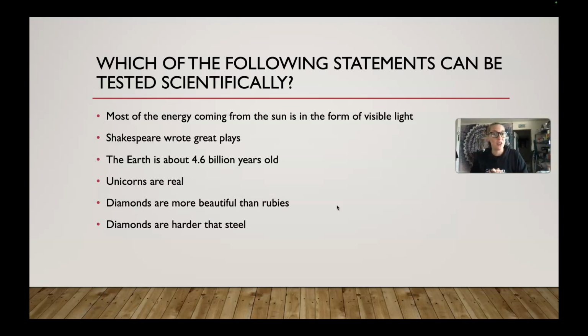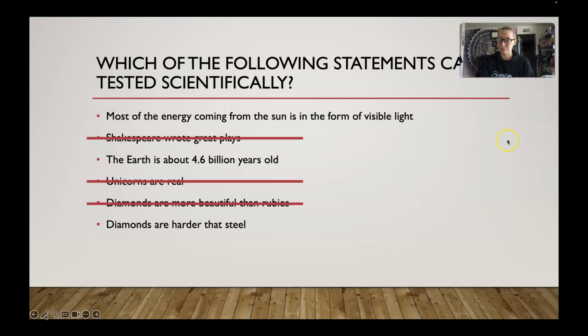Can we test whether or not diamonds are harder than steel? Yes, we can do that. We can literally take different materials and scratch them with either diamonds or steel, or try to break them down with the same amount of pressure. Then we can say that yes, diamonds are harder than steel. So these are things that we can test scientifically. The ones crossed out in red are ones we cannot technically test scientifically. So these are always things to keep in mind when you're going through potential scientific questions.